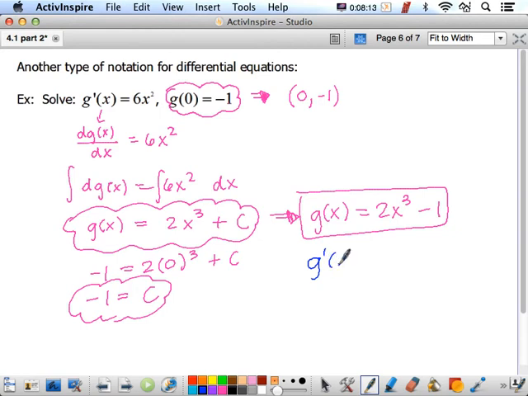Now, if you want to check this guy, he goes into the original. Notice that that says if I put 0 into the original, it equals -1. So let's plug 0 into the original. This is our original function right here. This is our differential function. So if I plug 0 in, what do I get? -1. So you should be able to check everything as you work through these.